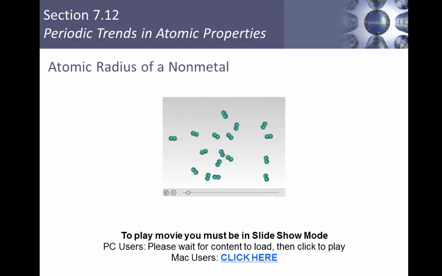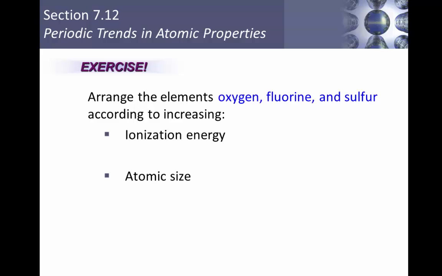Notice, oh, very tiny radius. Okay, skipping past that one, let's try another quick check with this exercise. See if you can arrange oxygen, fluorine, and sulfur into an order of increasing ionization energy and then increasing atomic size. Now remember, ionization energy increases from bottom to top and left to right, and atomic size is just the opposite. Atomic size increases from left to right and top to bottom.